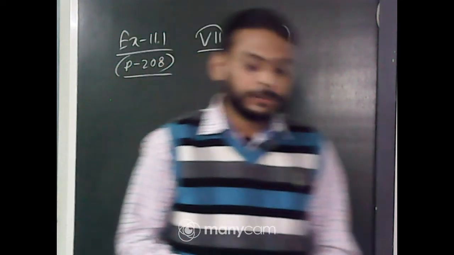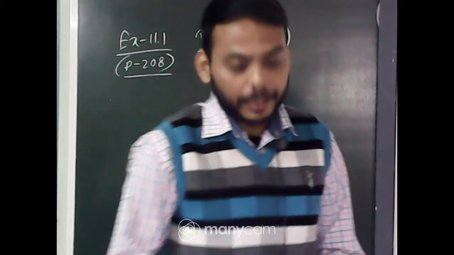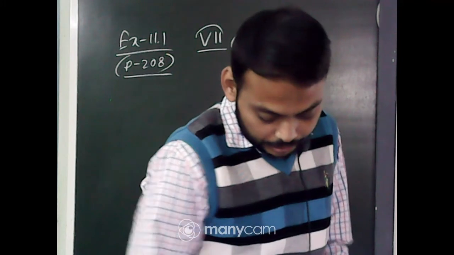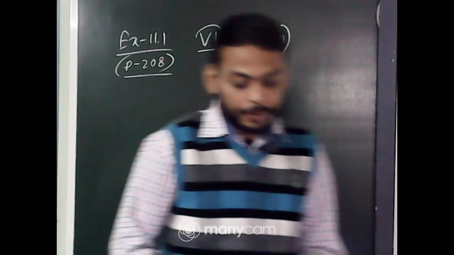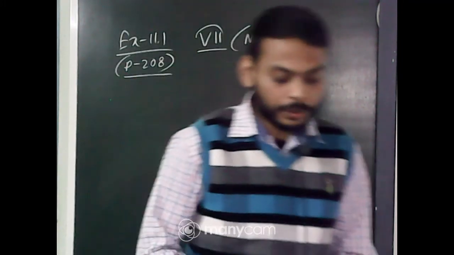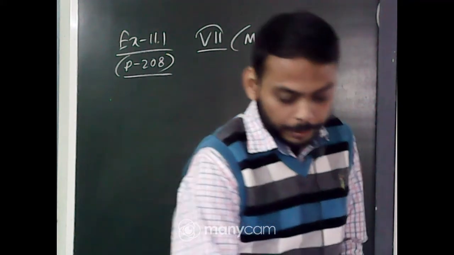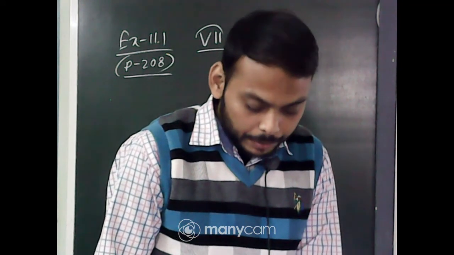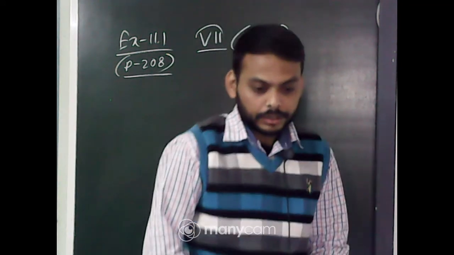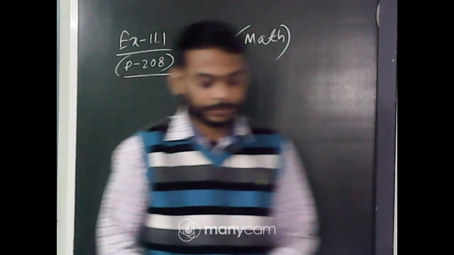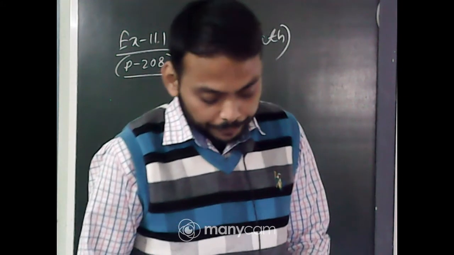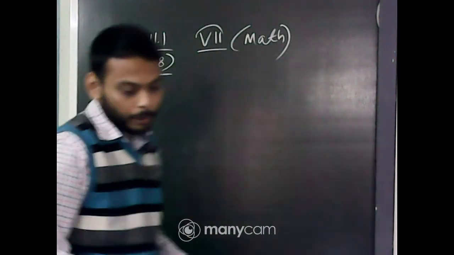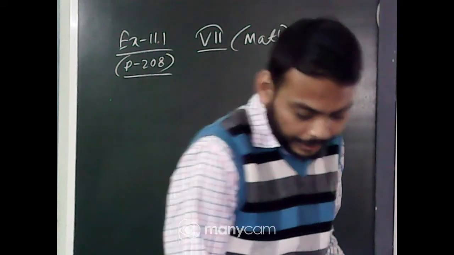So, good afternoon, all of you, and welcome back to the online math class of class 7. I think in previous classes you have done up to question number 4 of exercise number 11.1. Just respond to me. Am I right? The perimeter and area is going on in your ma'am's class, and I think up to question number 4 it is done. Exercise number 11.1 from NCERT book, page number 208.